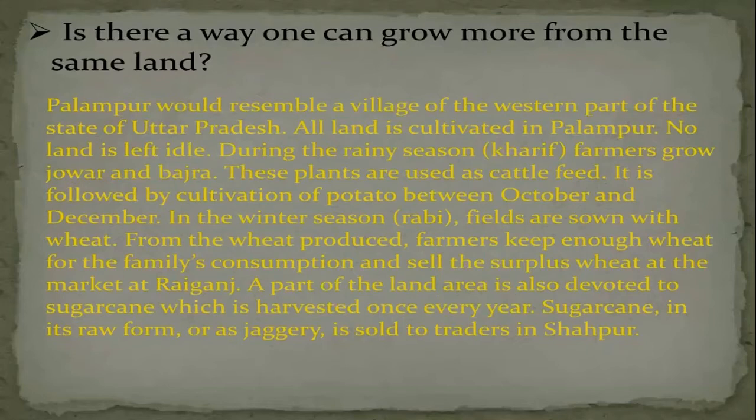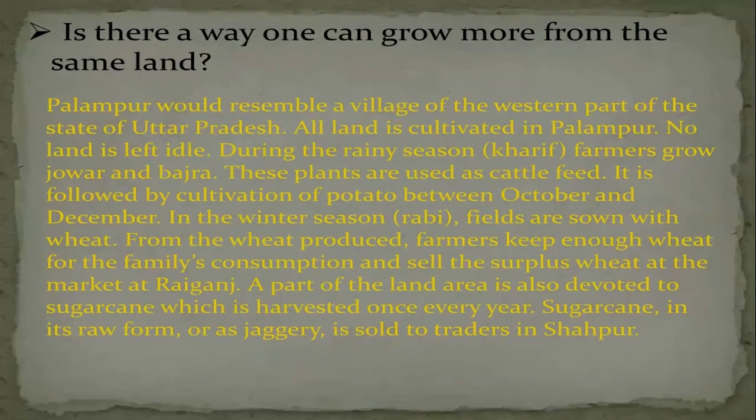Now, one part of the land is also devoted to sugarcane, and sugarcane is harvested once every year. Sugarcane is either sold in its raw form, or it is treated and made into jaggery, and then it is sold to the traders in Shahpur.